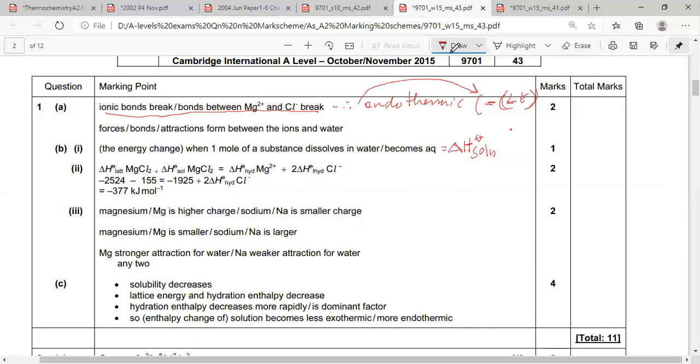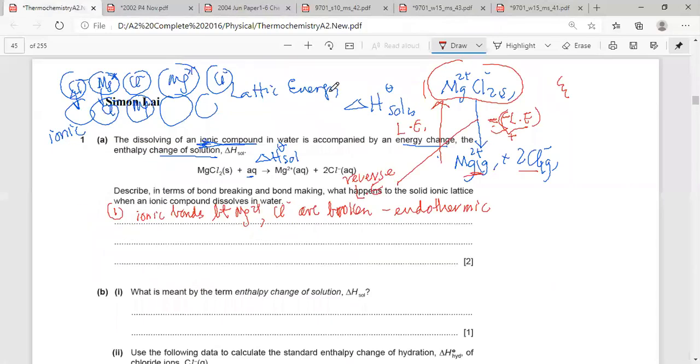Now the second thing, what happens to it after this is broken up? Now remember, it is here. So what happens is when they form this one here, aqueous water is like this.